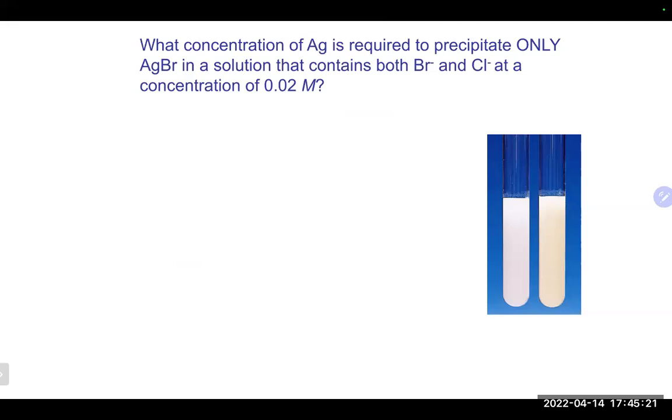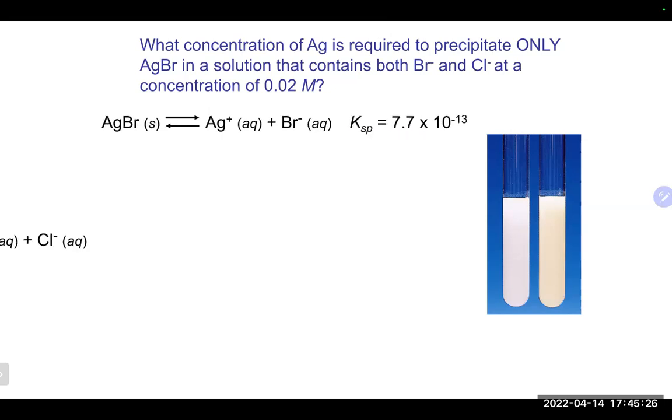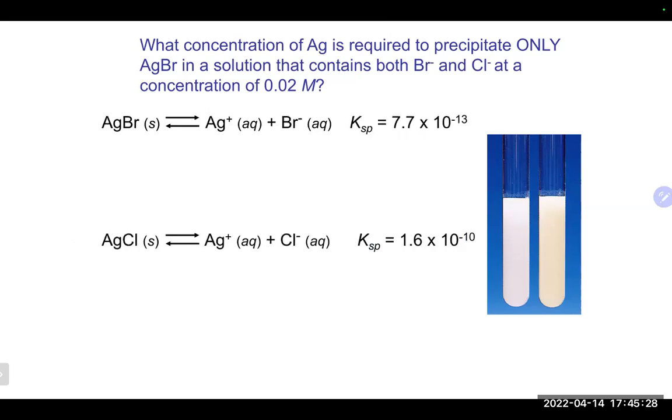Okay, so I think where we left off is at another example here, and one really practical aspect of Ksp is an idea of what is known as selective precipitation. And selective precipitation is pretty much what it sounds like. What we do here is essentially selectively take out one ion from solution and leave the other one basically floating around. So very similar to what you do in qualitative analysis.